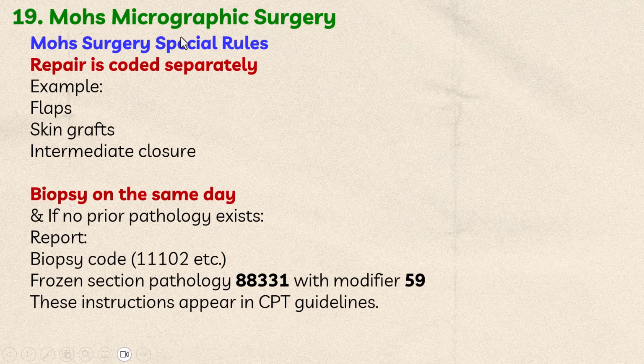So Mohs surgery special rules are: repair is coded separately. For example, flaps, skin grafts, or intermediate closure, those are reported separately. Biopsy on the same day: if no prior pathology exists, report first the biopsy code, then frozen section pathology code with modifier 59. These instructions appear in the CPT guidelines.